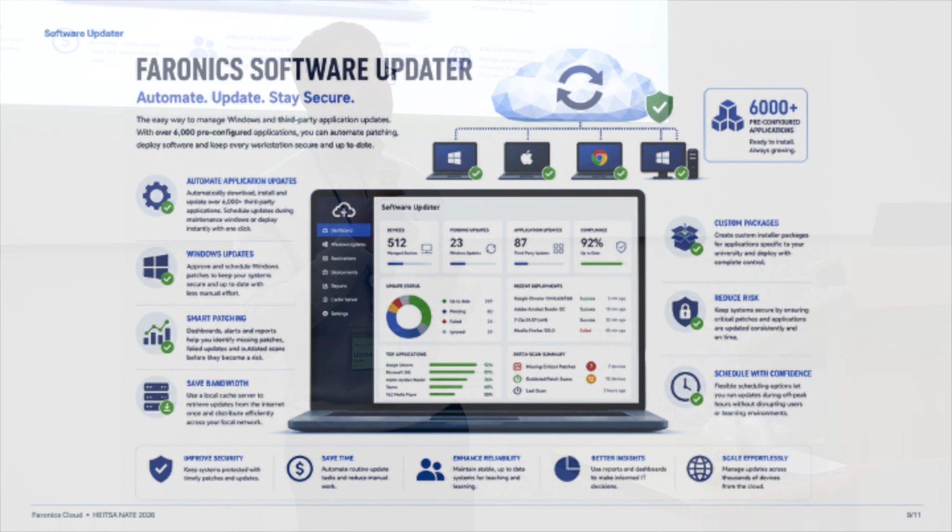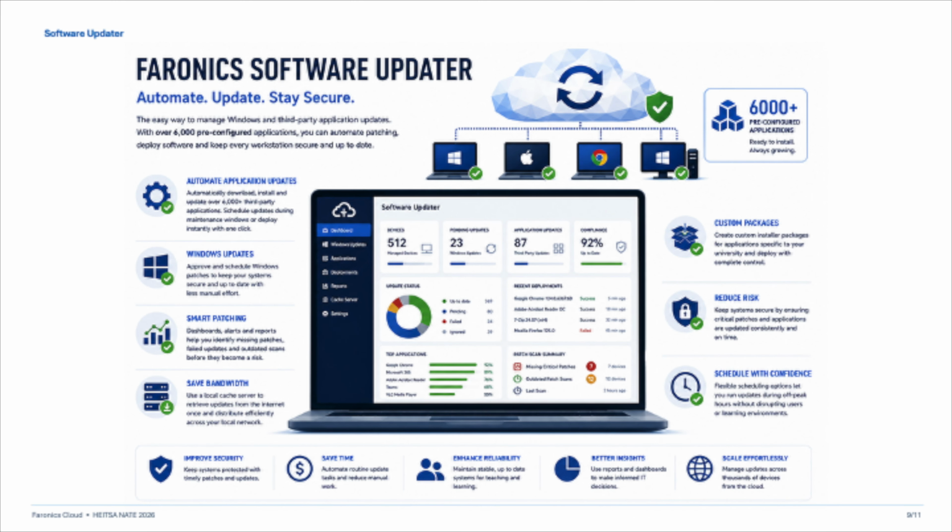So in order to solve that problem, we built Software Updater. And when we started originally, it had a certain amount of applications. It had around 105 applications when we started. But now, with the new version of Software Updater, we have around 6,000 plus applications, and the list is constantly growing. Now, what that means is, with the 6,000 applications, you can instantly deploy those applications without having to create a package.